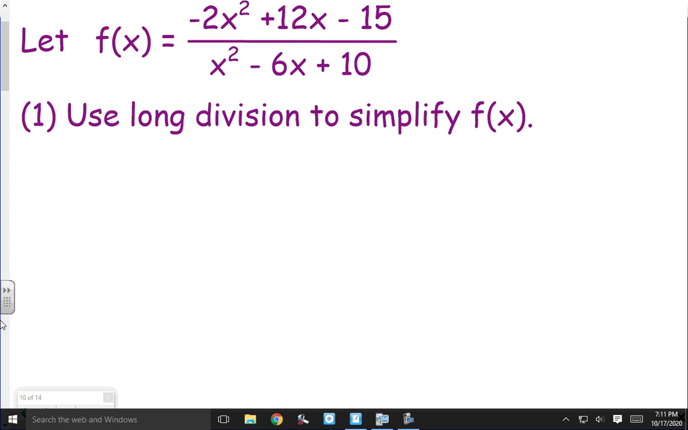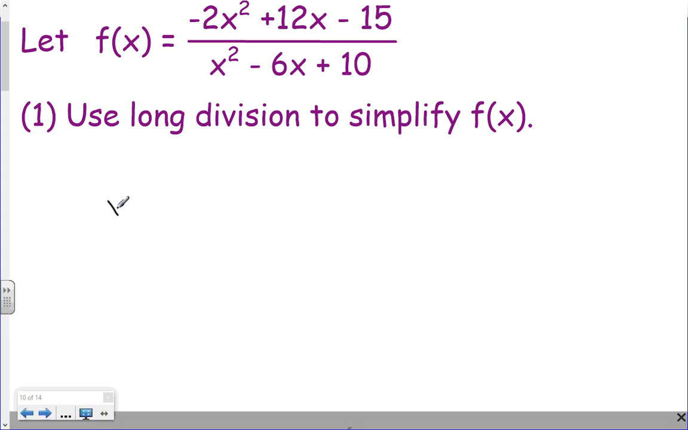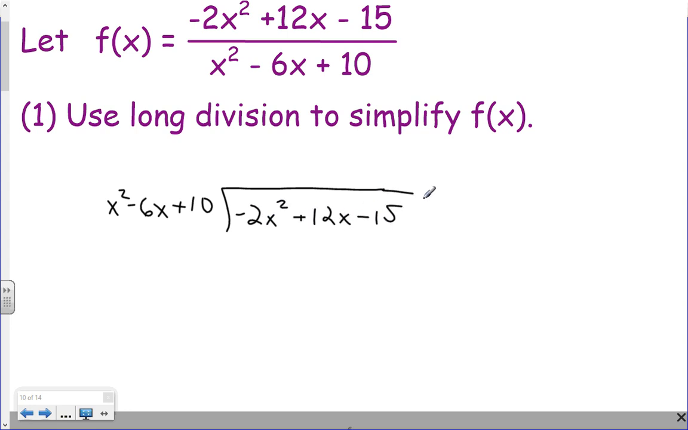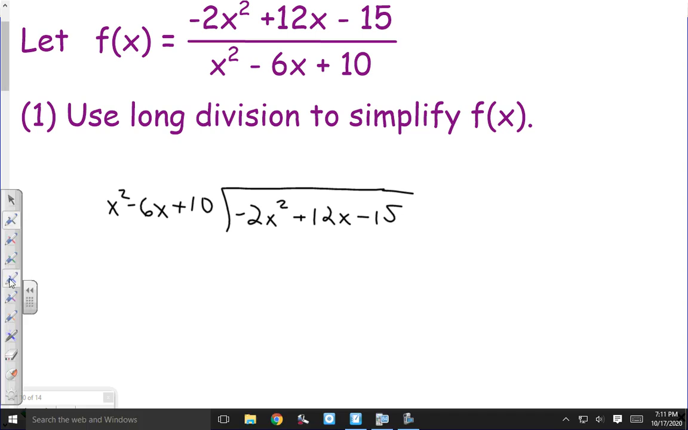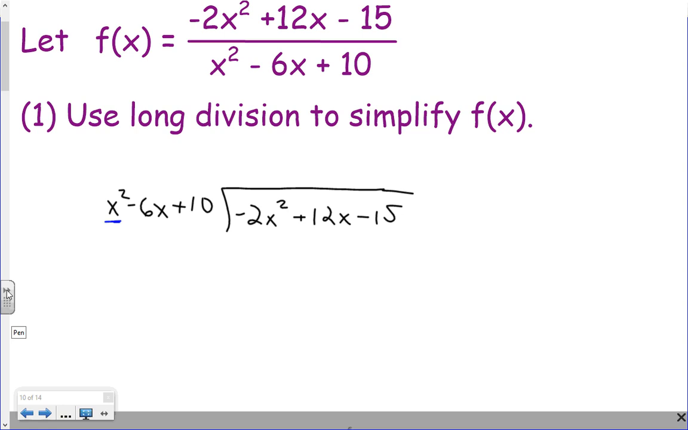All right, so to use long division, I put the x squared minus 6x plus 10 out front, and my division bar, and then it's the negative 2x squared plus 12x minus 15 underneath that division bar. And again, the question that I'm asking myself as I go through this long division is, what do I need to multiply x squared by in order to end up with a negative 2x squared? Or better, you could say, take negative 2x squared and divide it by x squared out front to figure out what that number needs to be.